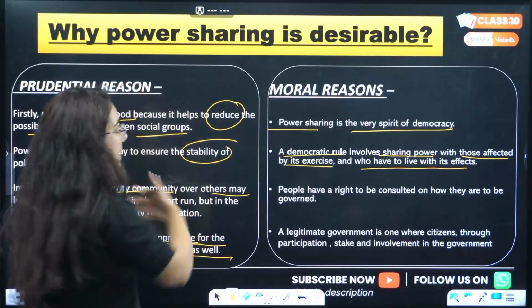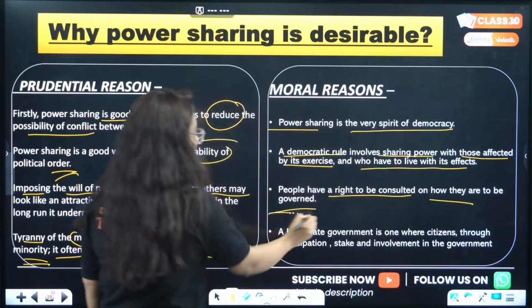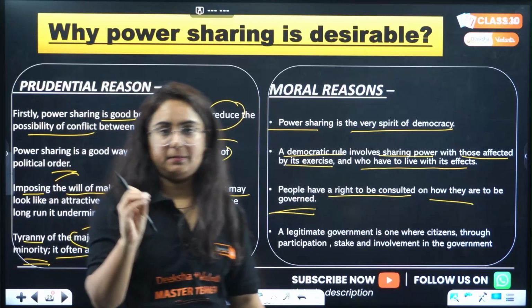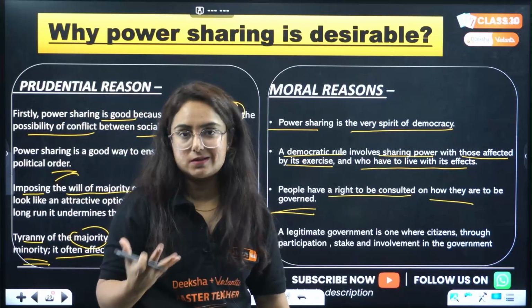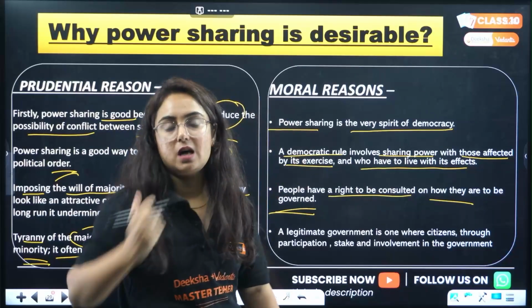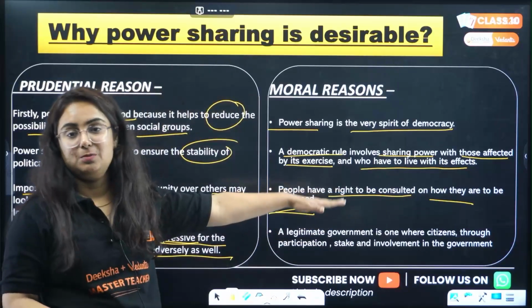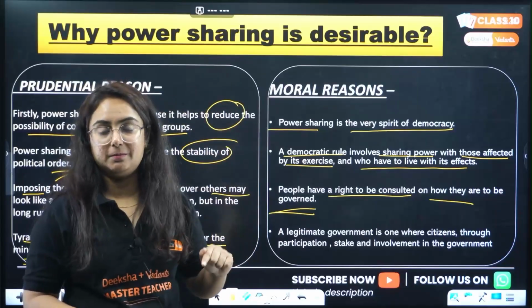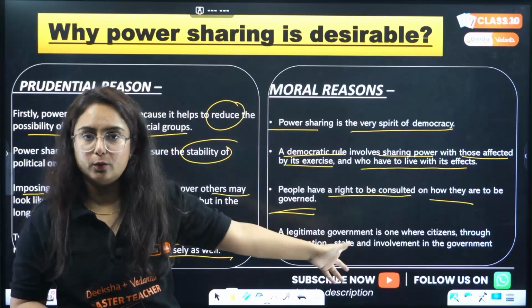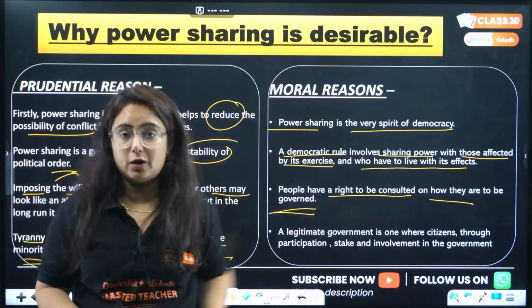Okay, so people have the right to be consulted on how they are to be governed. Whenever there is power sharing, power is also shared among the citizens because they will choose the government. So the government is based upon consultation with the people. They are consulted. We want this government because we voted for them. We don't want this government, we will not vote for them. Okay. It is a legitimate type of government.